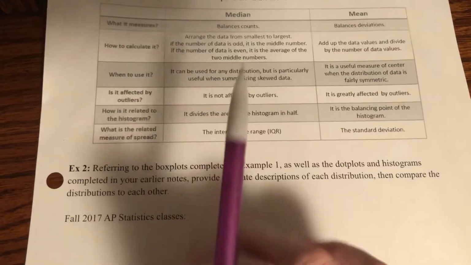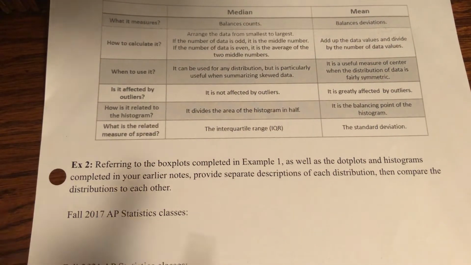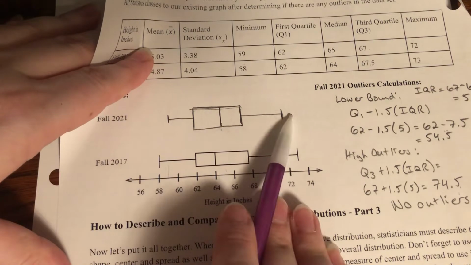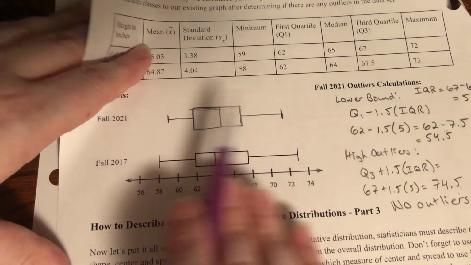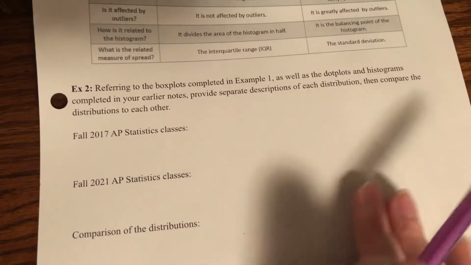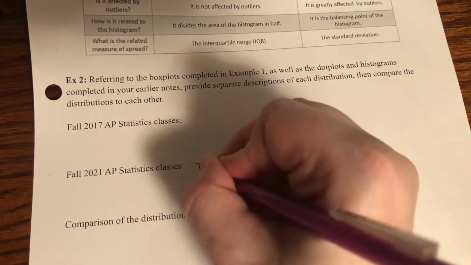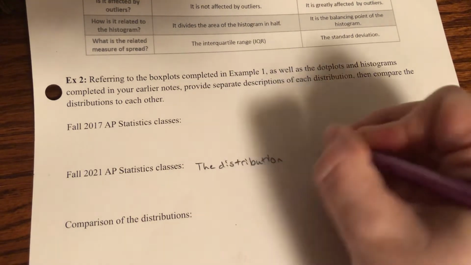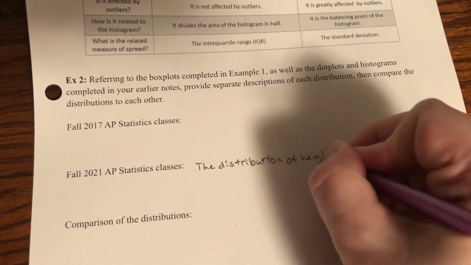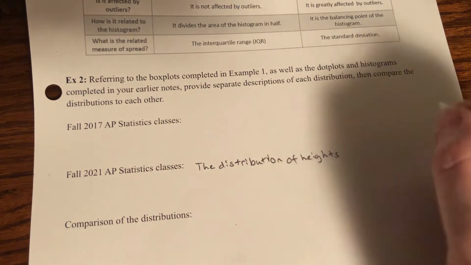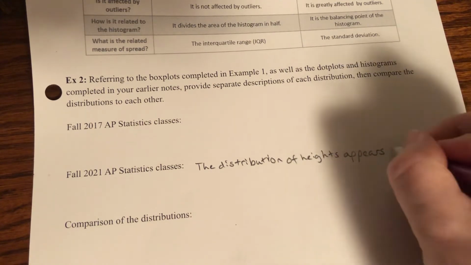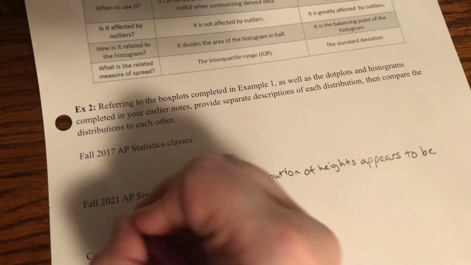Now, when you're doing separate comparisons, if we just looked at these individually, remember, in a roughly symmetric distribution, we use mean and standard deviation. So when I'm describing my 2021 AP Statistics classes, I'm going to go a little bit out of order here. The distribution of heights appears to be single peaked.